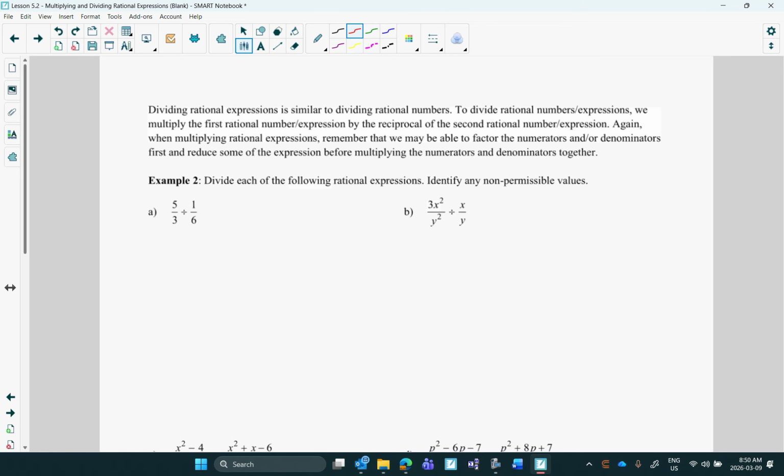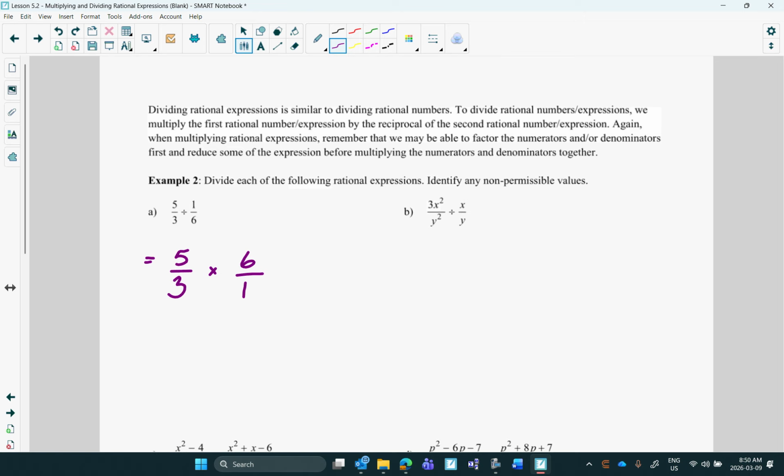Dividing. How do we divide fractions? We change it to a multiplication, but we have to flip the second fraction or take its reciprocal. So just as a review with all numbers, 5/3 divided by 1/6 would be the same as 5/3 times 6/1.